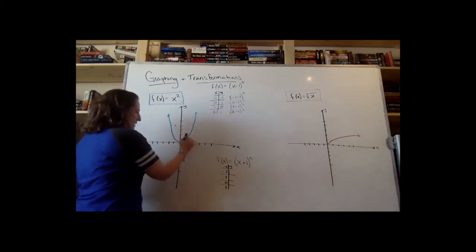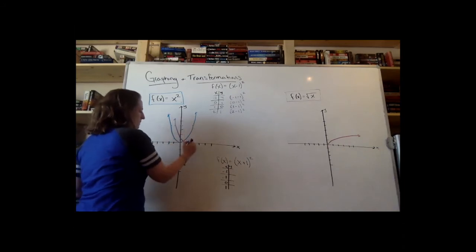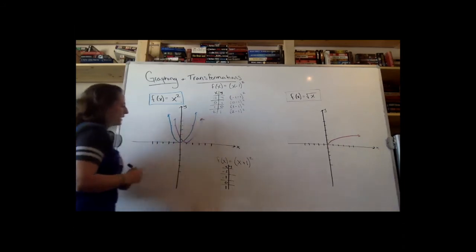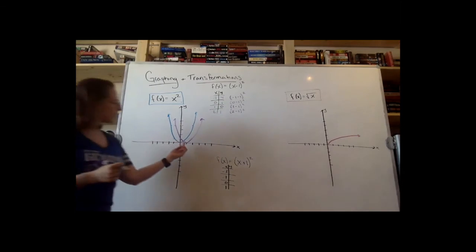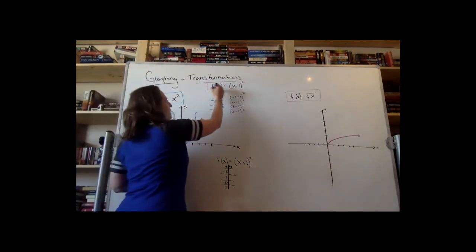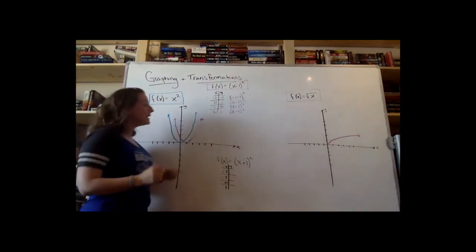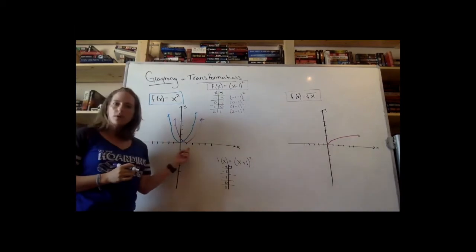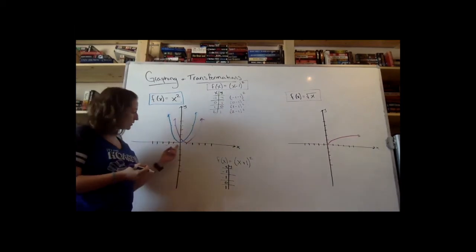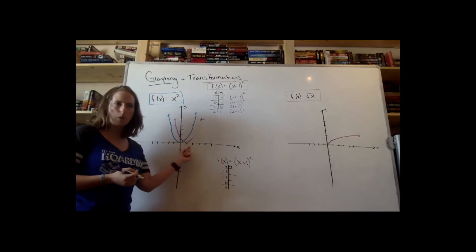Now when I connect the dots, I get something that looks like this. Okay? So our purple graph is the graph of f(x) = (x - 1) squared. What do you notice about that graph? It's very similar to our blue graph. It's just kind of moved over 1.